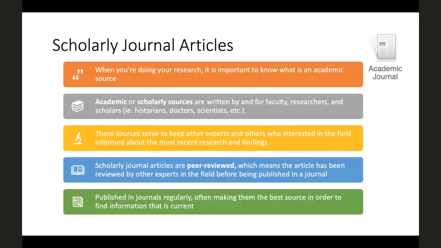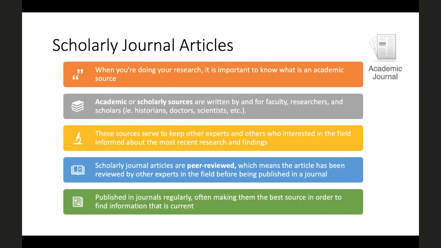Let's start with scholarly journal articles. Academic or scholarly sources are written by and for faculty, researchers, and scholars. That might mean historians, doctors, scientists, or some other expert in a particular topic. These sources serve to keep other experts and those who are interested in the field informed about the most recent research around a topic. Articles are published in journals regularly, often making them the best source in order to find information that is current or up to date.